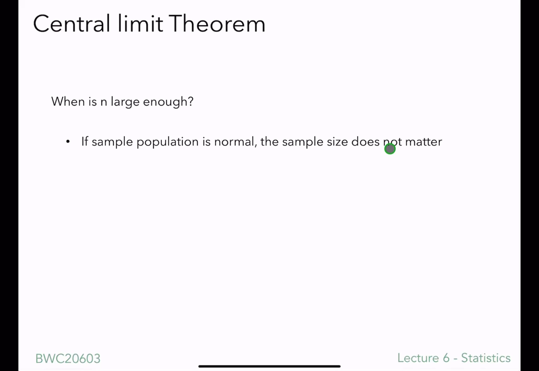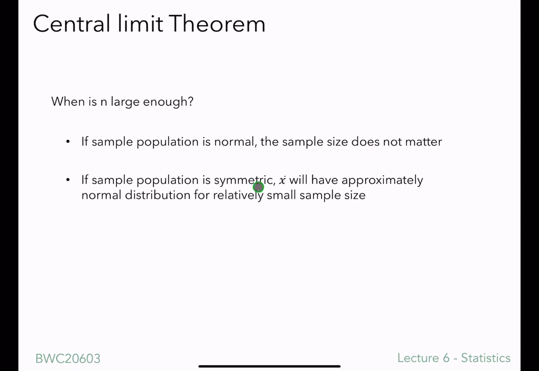But if the population has a symmetric distribution, then the sampling distribution of the sample mean will be approximately normal for relatively small sample sizes. We cannot pinpoint exactly how small, but relatively small means less than 30 or around 20 or something around that.